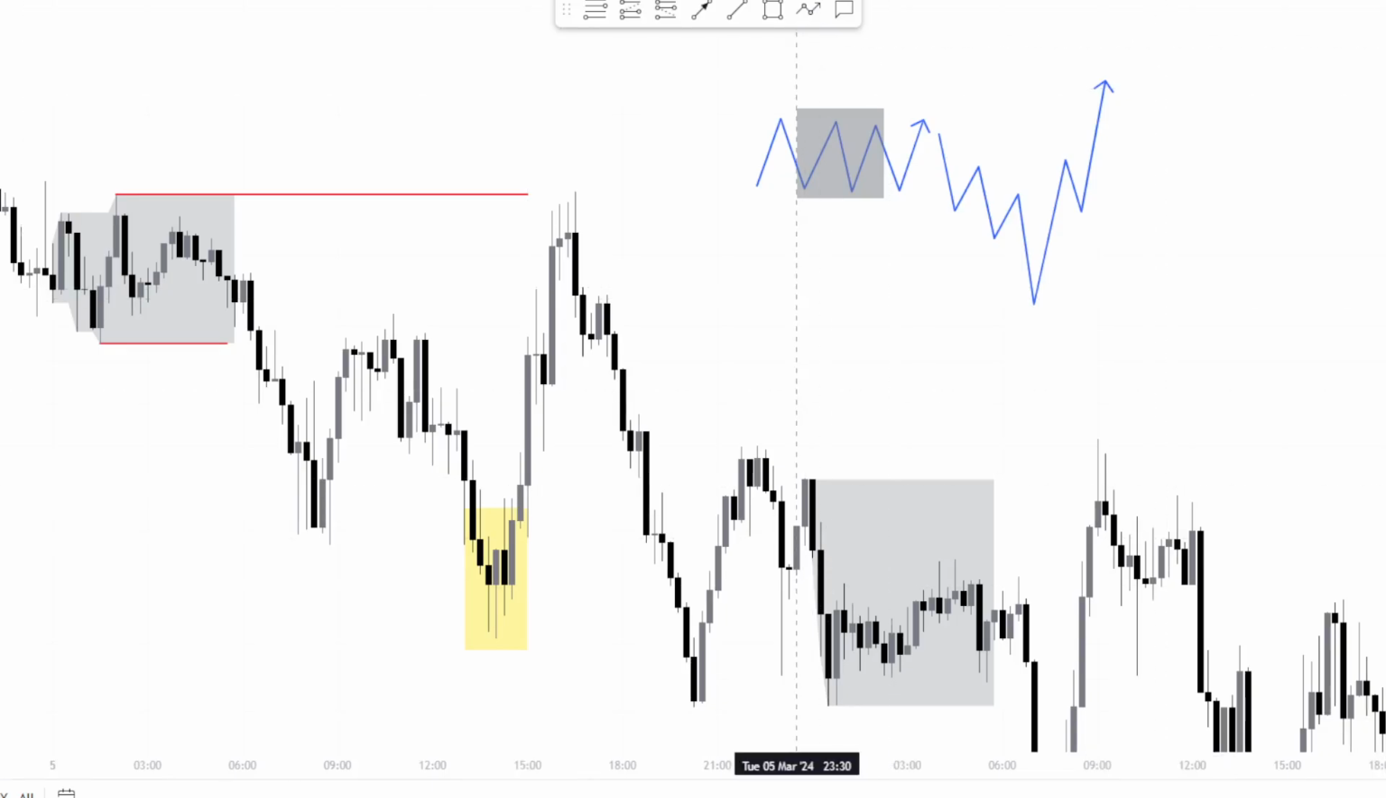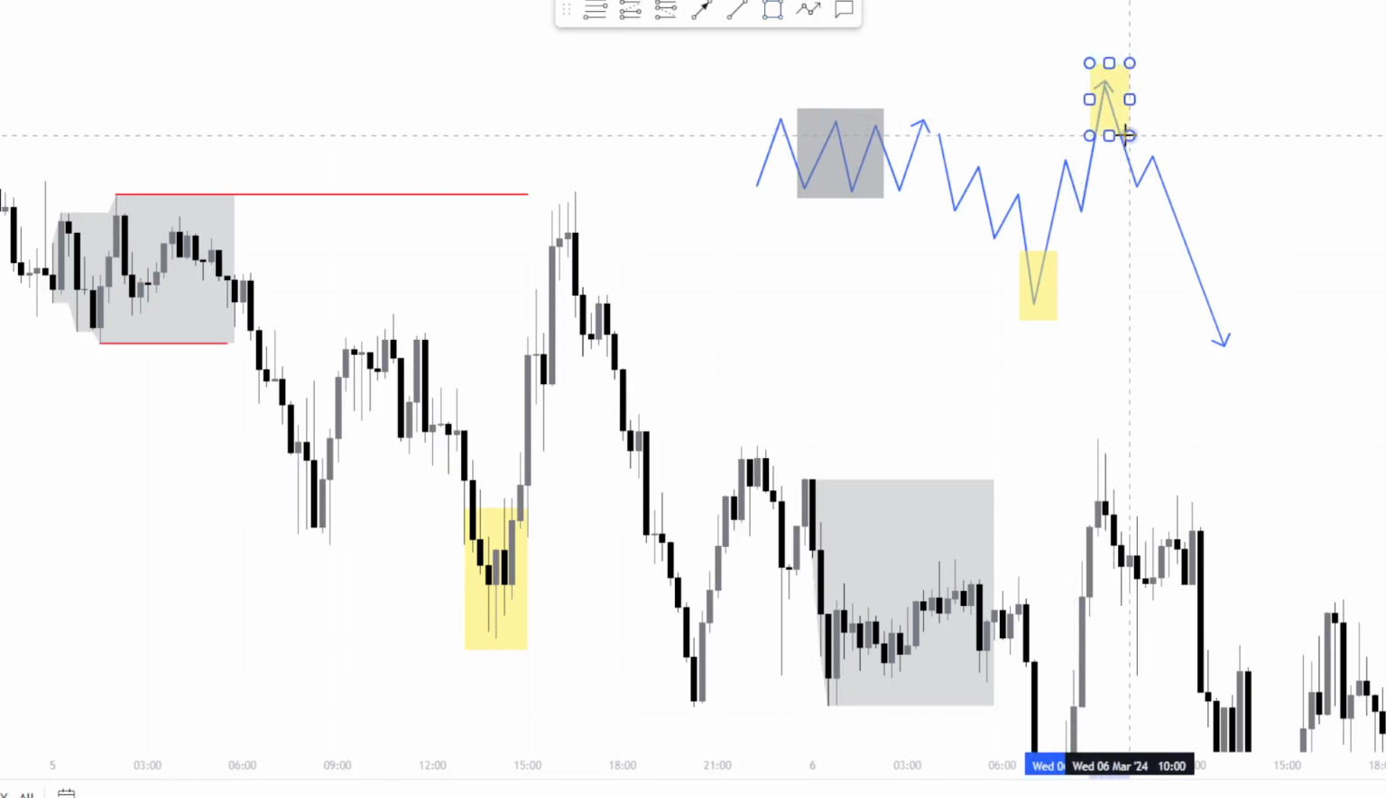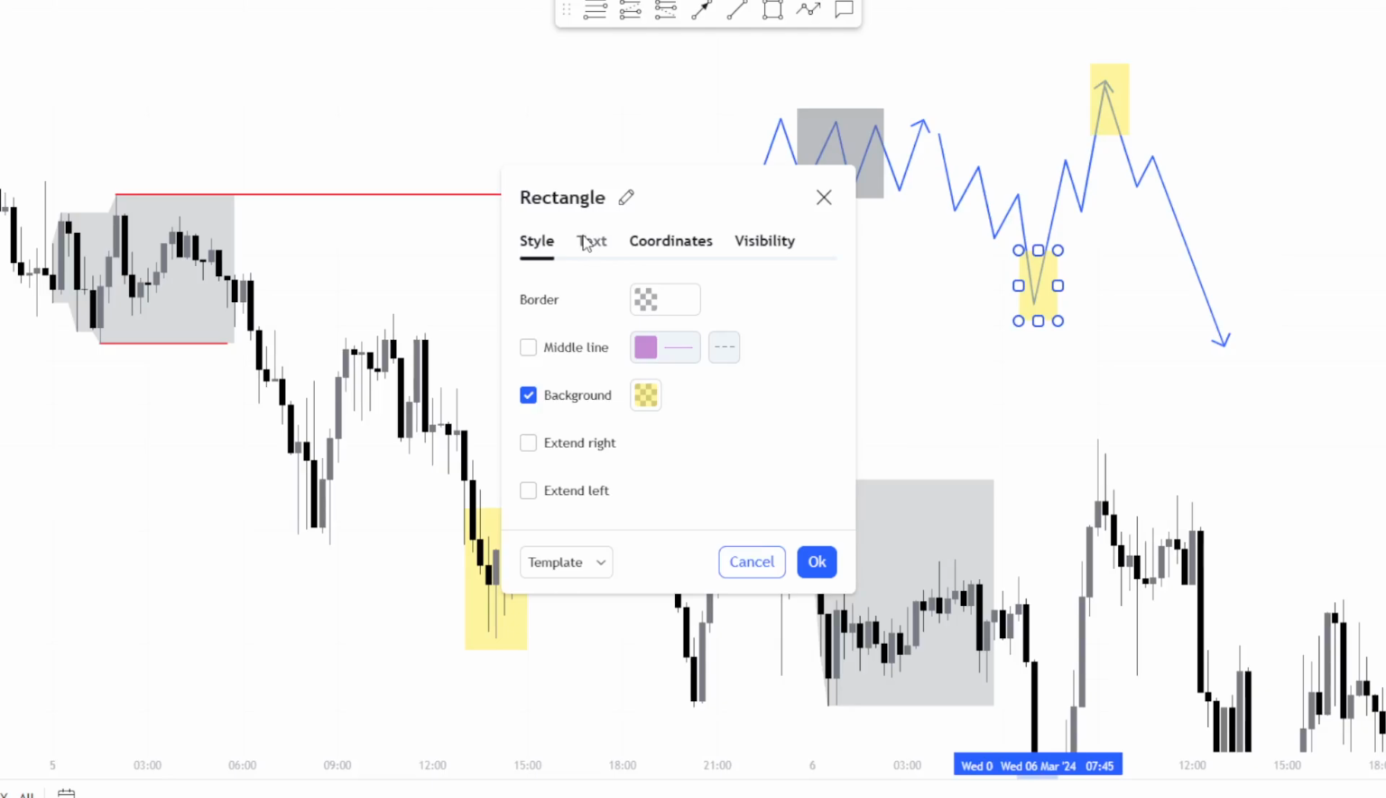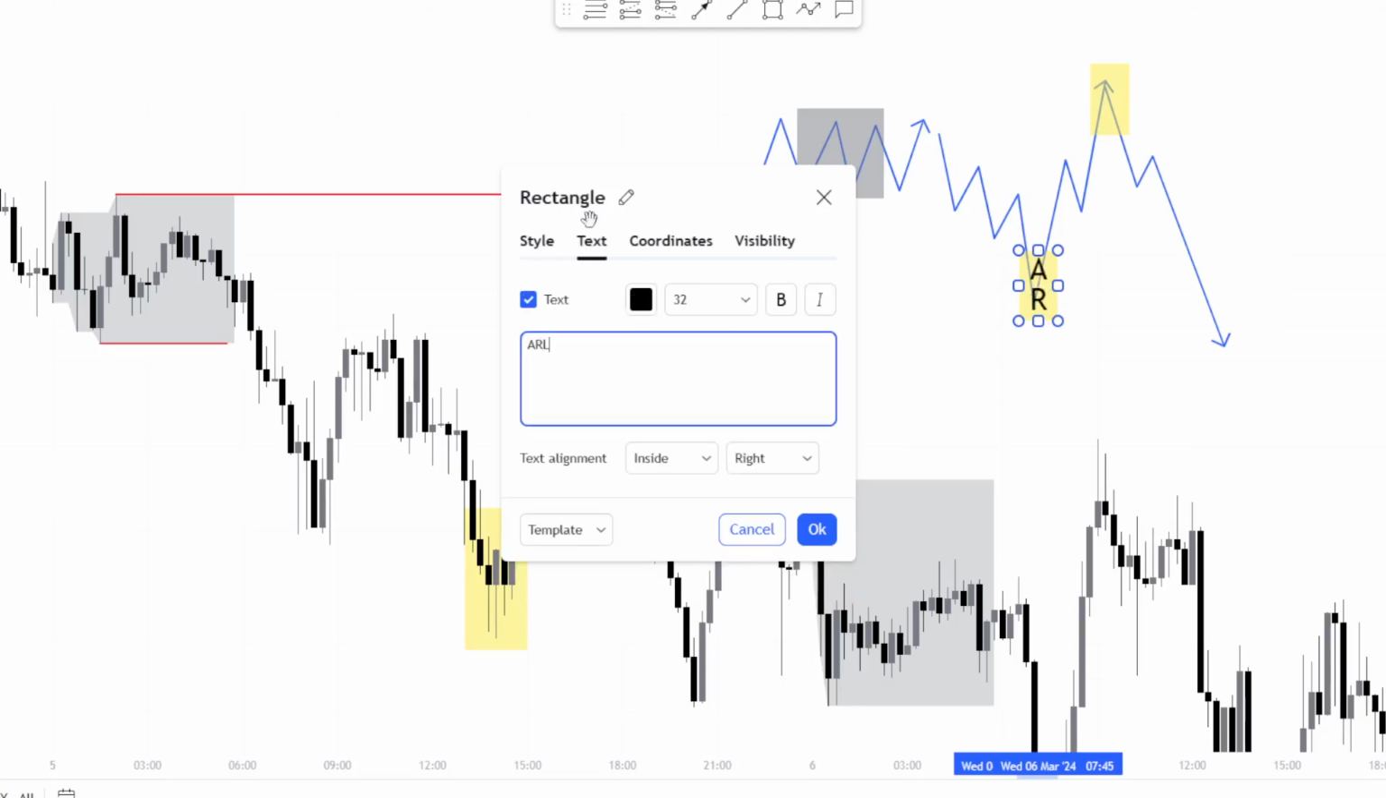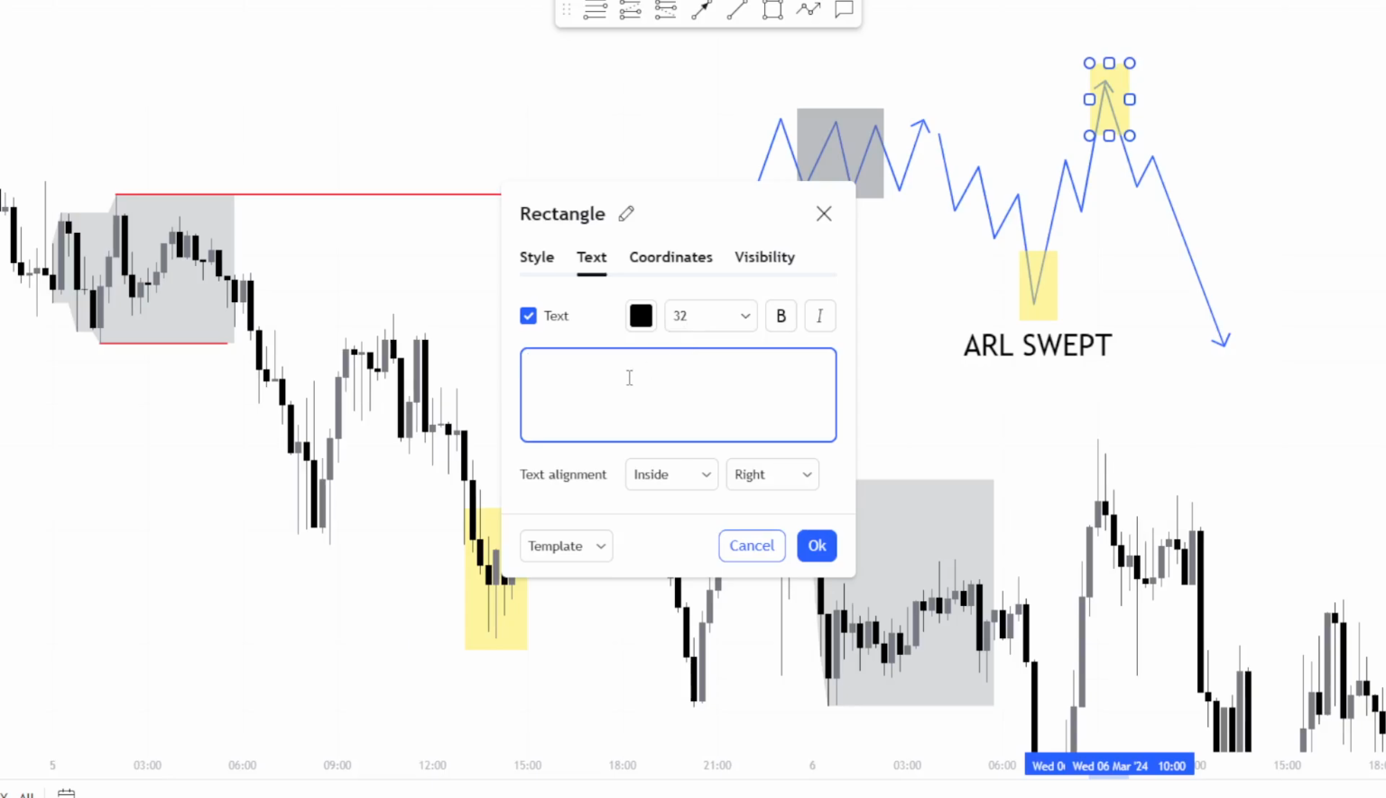So we see a sweep of the Asian low followed by a sweep of the Asian high. So we see this liquidity that's been swept, and as price heads up, followed by a break to the downside. So we see two forms of liquidity being swept, Asian high and Asian low. So I'm just going to map that on the charts as well. So we see Asian range low swept over here, and then up here, Asian range high swept.